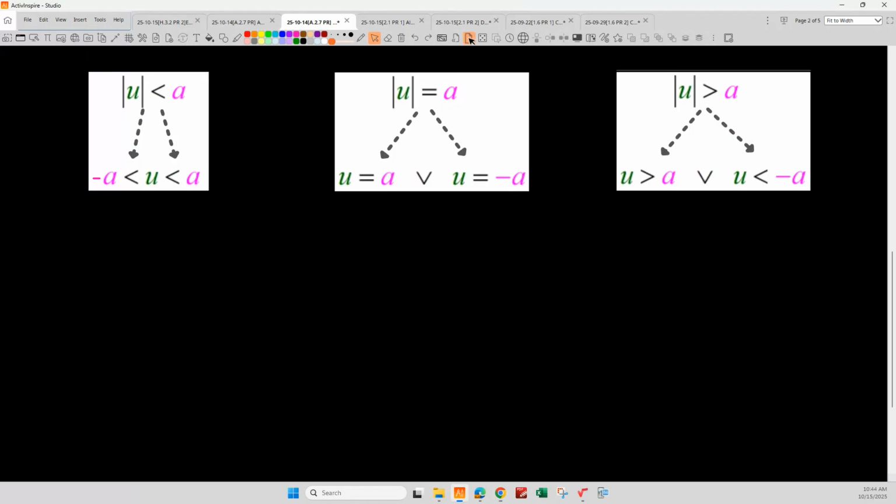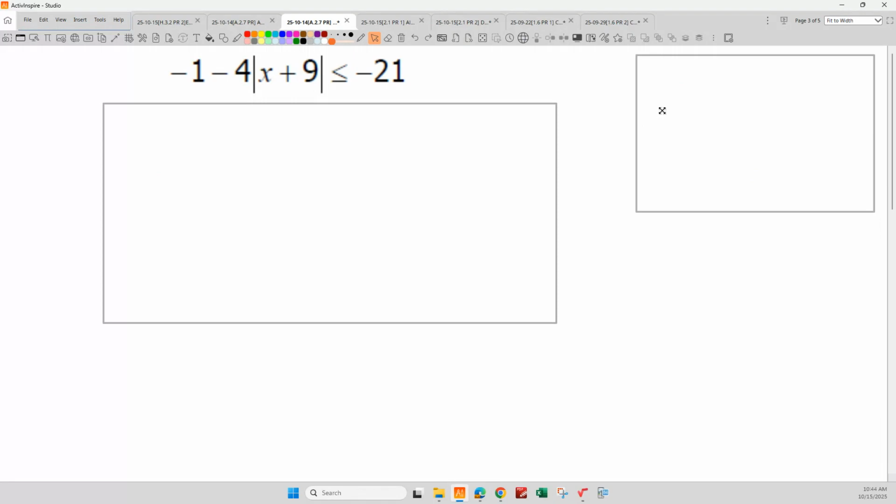Let's practice a little bit. Let's practice just a couple of these, and then I'm going to turn you loose. Okay, so what are we doing first here? Okay, I'm going to wait. I got everybody with me.